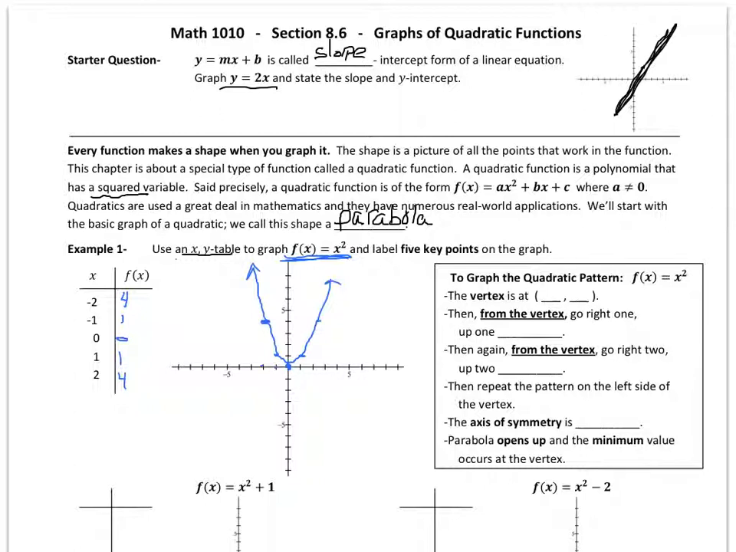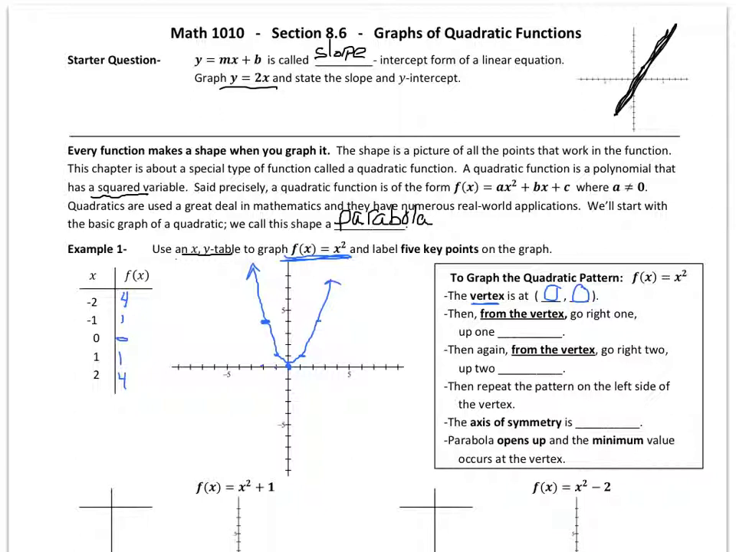Okay, now let's fill out our little box here, and this is going to help us with our graphing. So the vertex. Now, does everybody know what the vertex is in a quadratic? The lowest point? Yeah, if it opens up, it's the minimum. If it opens down, it's the maximum point. So in this case, our vertex is at 0 and 0. Correct. So the basic function, the vertex is at the origin.